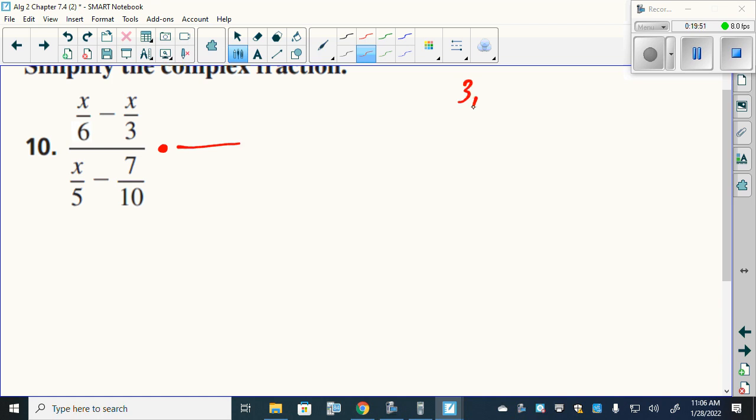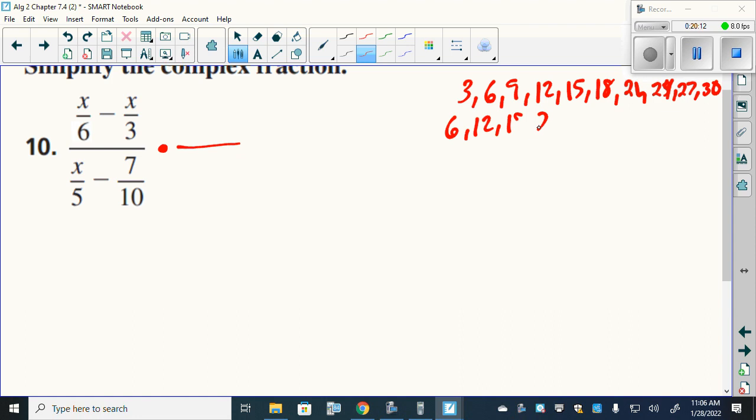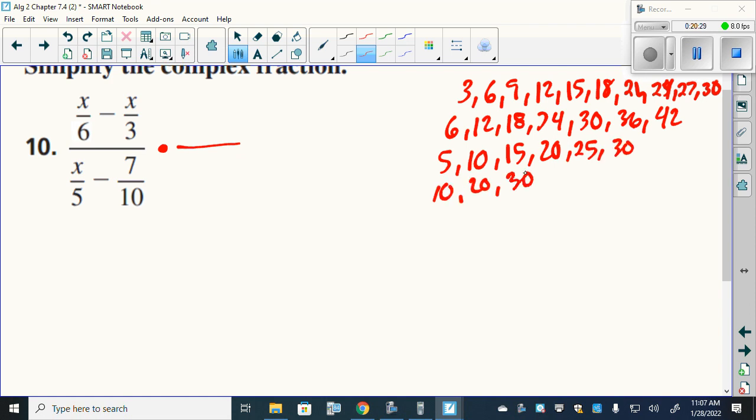Now, we could have looked at this and done the multiples of 3: 3, 6, 9, 12, 15, 18, 21, 24, 27, 30. 6: 6, 12, 18, 24, 30, 36, 42. 5: 5, 10, 15, 20, 25, 30. And 10: 10, 20, 30. So 30 is the smallest.